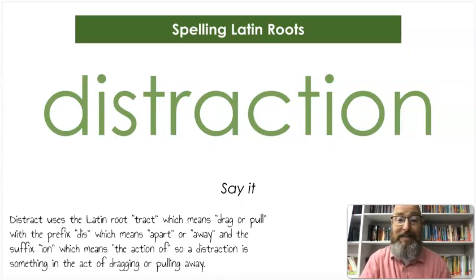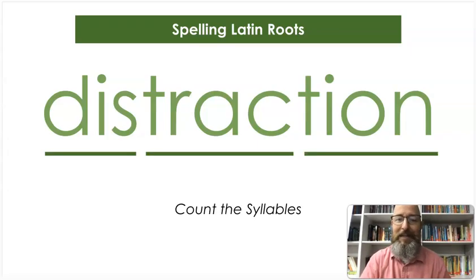Our next word is distraction. Say distraction. Distraction also uses the Latin word root tract, which means drag or pull away, with the prefix dis, which means apart or away. But it also adds the suffix shun or ion, I-O-N, which means the action of. So a distraction is something that's in the act of dragging or pulling away, again, usually our attention. Let's count the syllables.